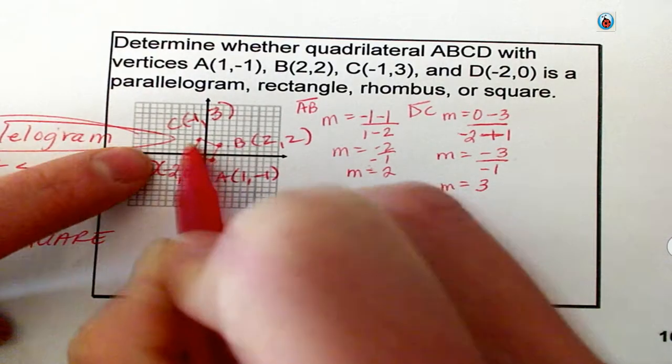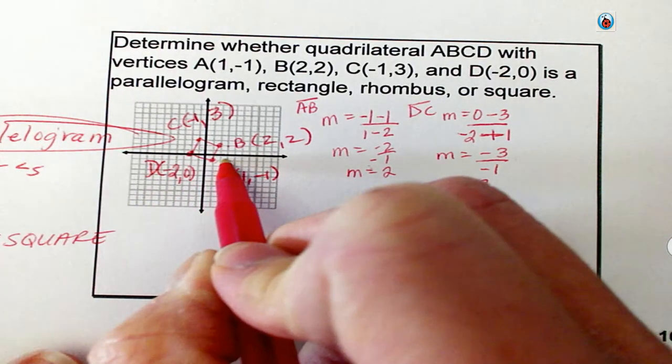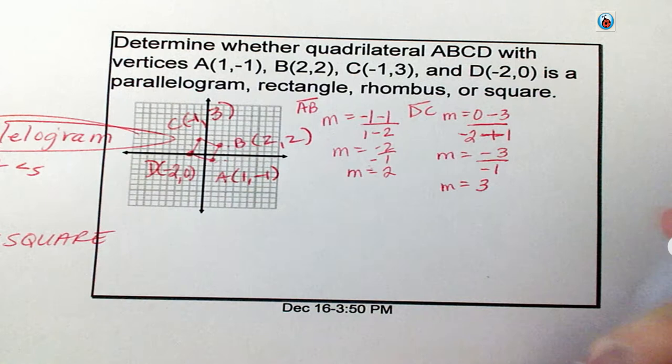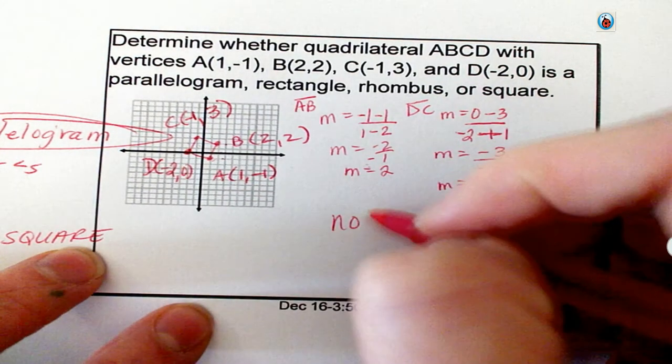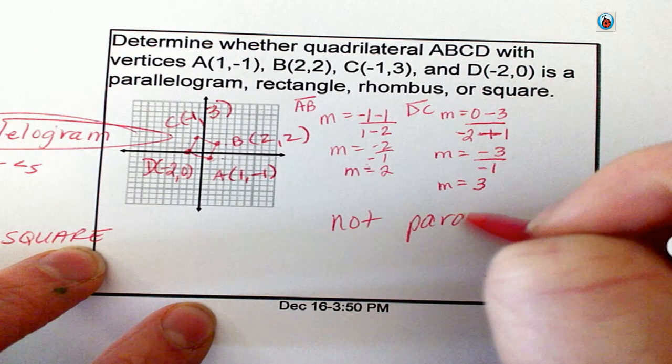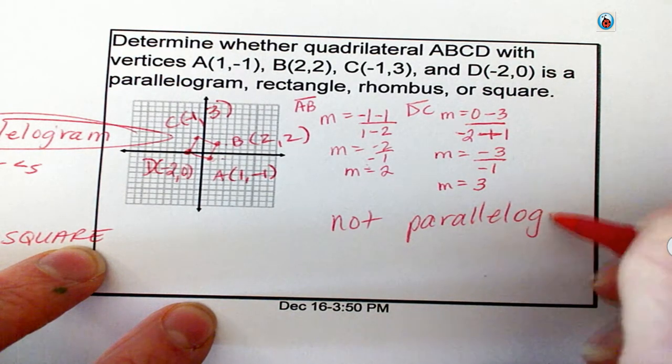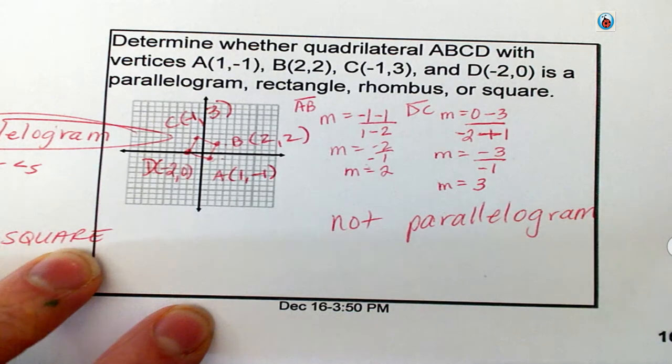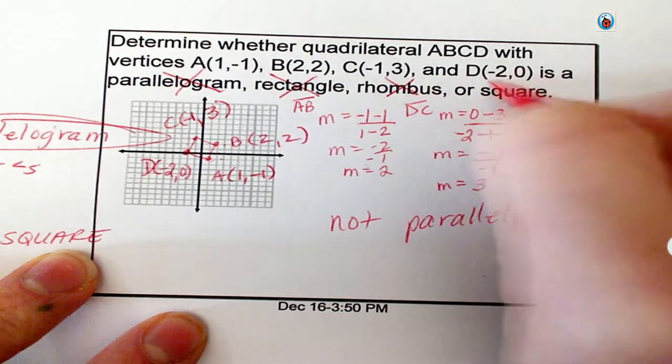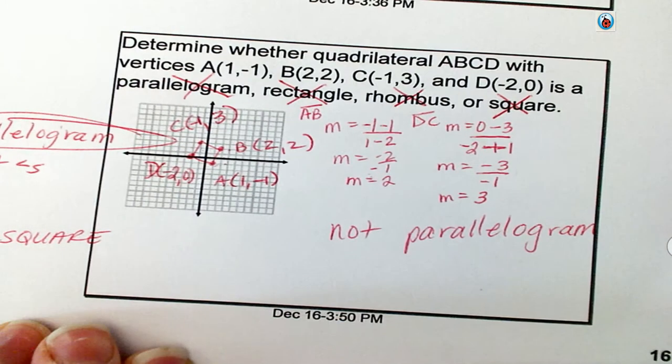And I can see these two opposite sides here are not parallel. And I have to have both sets of opposite sides be parallel to be a parallelogram. And since they're not, I know that this is not a parallelogram. And if it's not a parallelogram, it cannot be a rectangle, it cannot be a rhombus, it cannot be a square, and you do not have to continue doing any more tests.